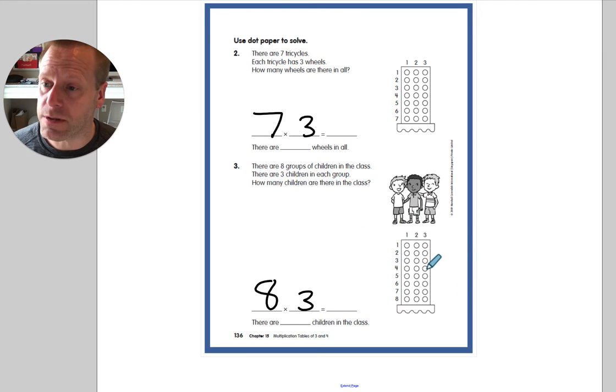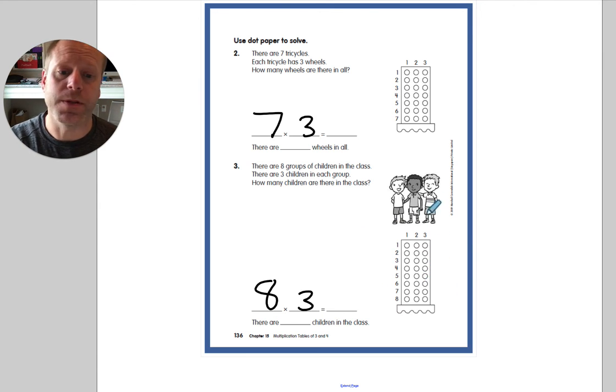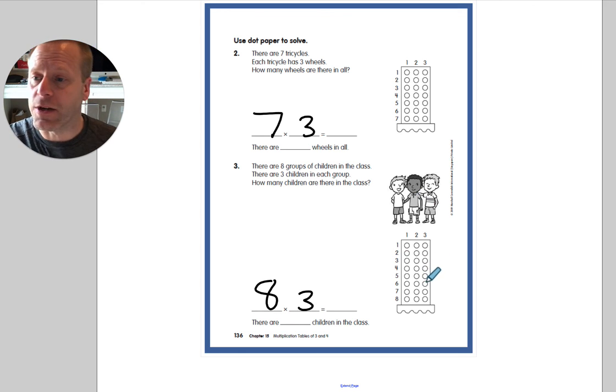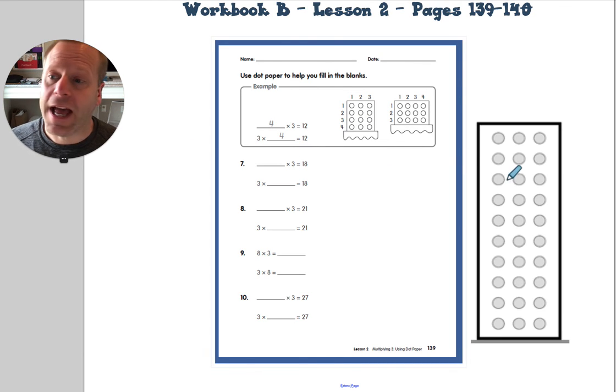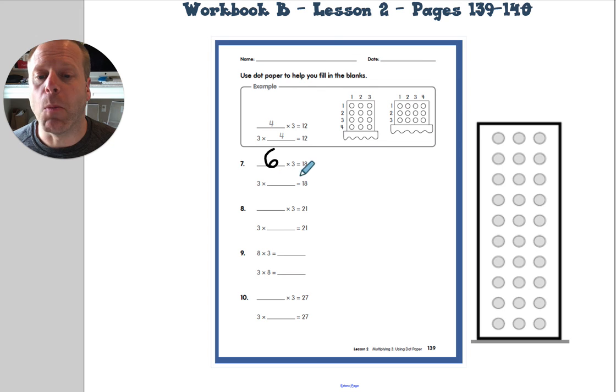in the groups, right? There are 8 groups of 3. How many kids are in the whole class? Use the dot paper to help you solve. Once you get really good at it, right? I'll give you some dot paper on your Seesaw page to work on, but we want you to go ahead and solve the problem once and then flip it and think about it the other way too.